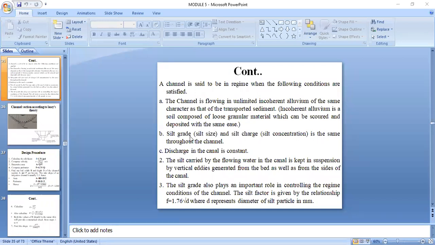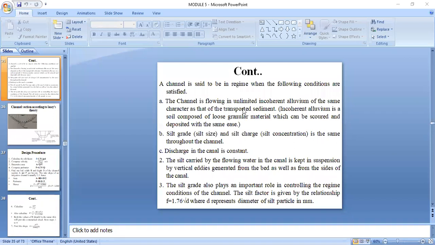Next, silt grade, that is silt size, and silt charge, that is the silt concentration, are the same throughout the channel. So this is also one of the conditions for a regime channel. Next, the discharge in the channel is assumed to be constant. So these are some of the conditions to be satisfied for a regime channel.